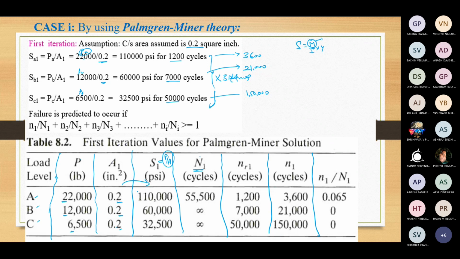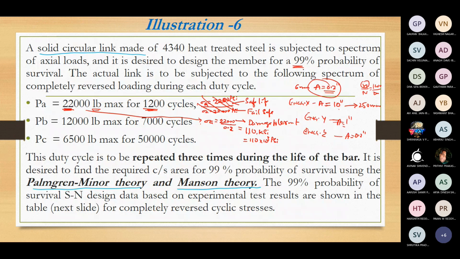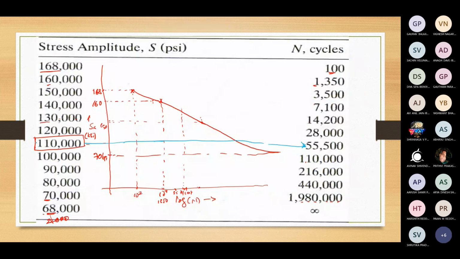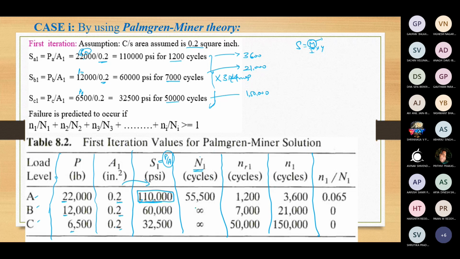Okay, fine. Now we know the total number of cycles to failure. If you are applying a stress value of 110 KSI, or 1,10,000 PSI, what is the total life you are going to get? With this table you can make out that for a stress value of 1,10,000, the number of cycles you are getting is 55,500. That is what is written over here.